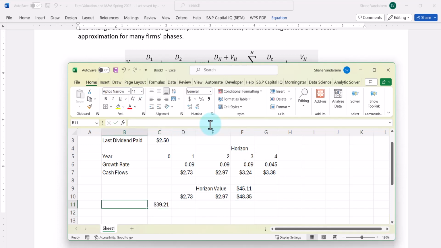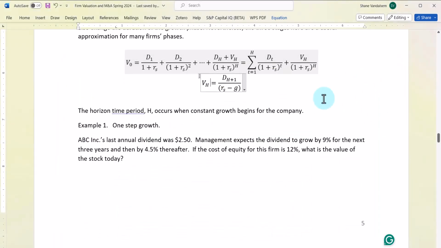And so we get an intrinsic value today of $39.21, which is what we would estimate the value of the stock to be. So the answer here is $39.21.